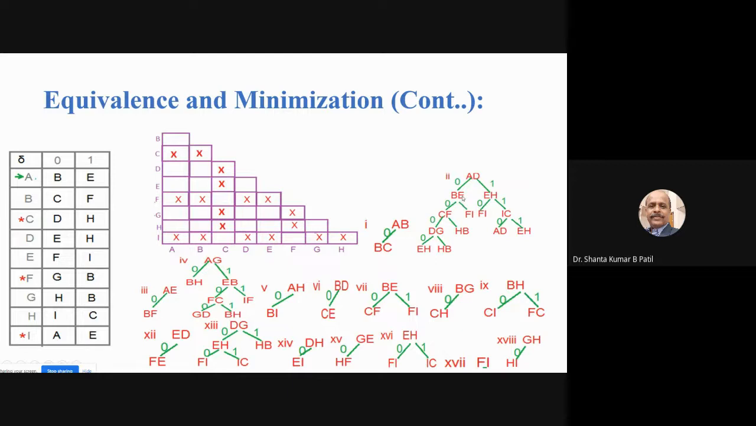So locate BE in the table. This is the square BE, which does not have the cross mark. Next, construct the branch on the symbol 1. AD on 1 is EH. Locate EH in the table. EH does not have the cross mark.